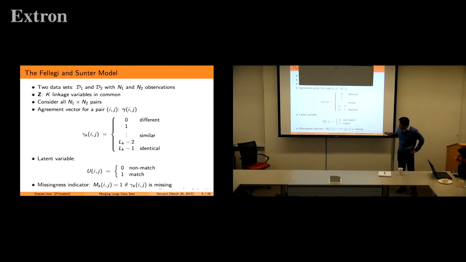And when you have missing data, you might have a missingness indicator. So that's basically the setup. Once you create the pairs, you look at each variable within the pair to see if they are the same values, different values, or similar values. And we're going to try to figure out whether that pair is an actual match or not.